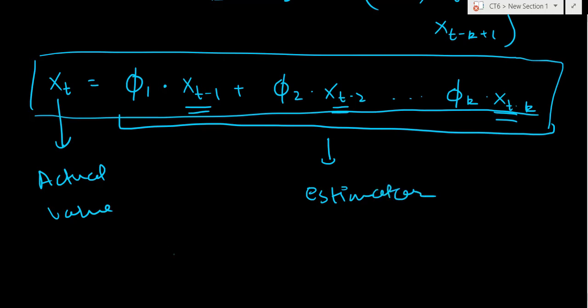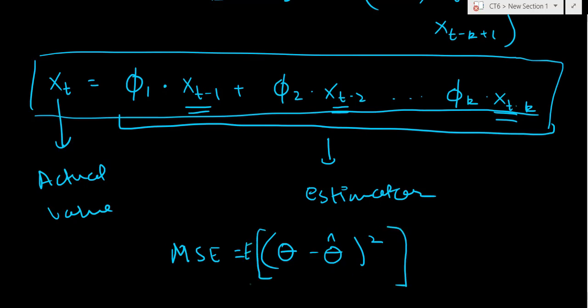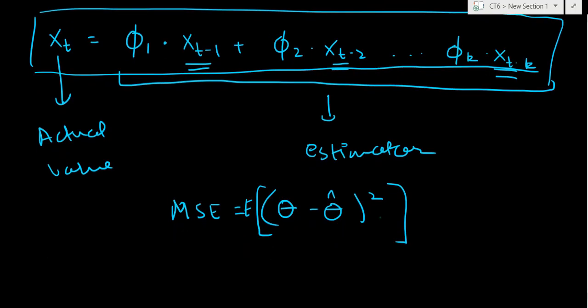And if you remember, your mean squared error, MSE, was basically the actual value minus the estimator, that is theta minus theta hat squared, and the expectation of this. We used to do it in chapter number 10, point estimation. We took the difference between the actual value and the estimator, squared it, and took the expectation. We used to say that the best estimator theta hat can be found when this mean squared error is minimum.